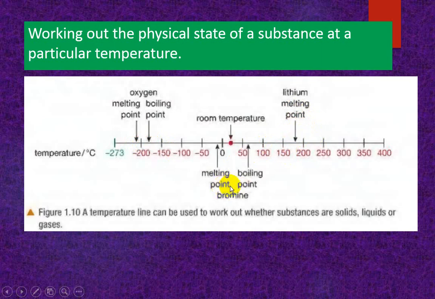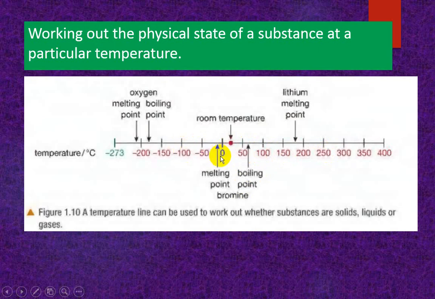Here are the bromine melting point and bromine boiling point. After the boiling point, bromine is a gas. The boiling point is maybe 55 or 60°C. After this boiling point, it becomes gas. So at 100°C, bromine is gas, and before the melting point, it is a solid.